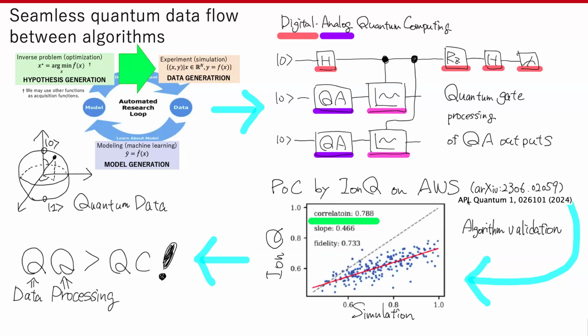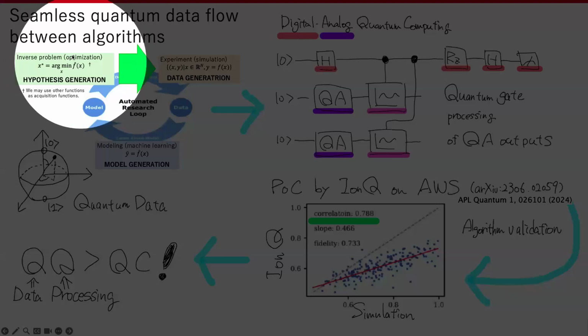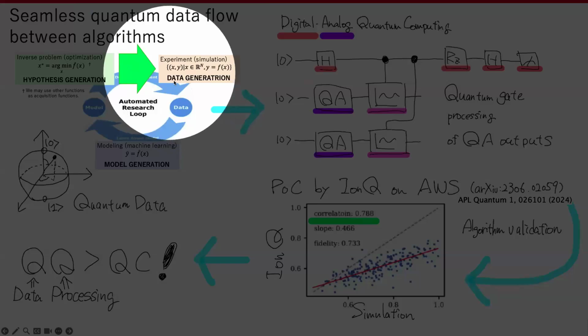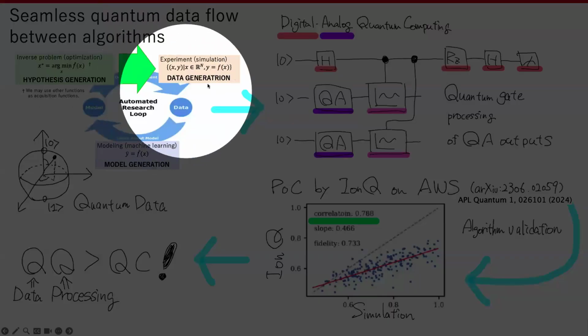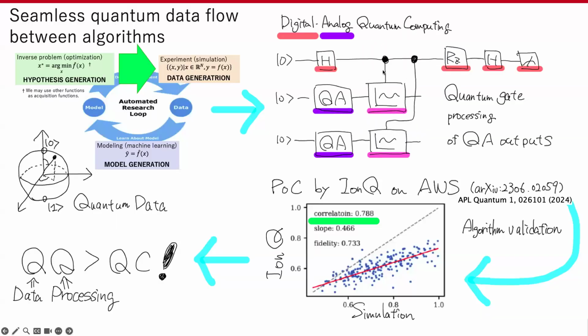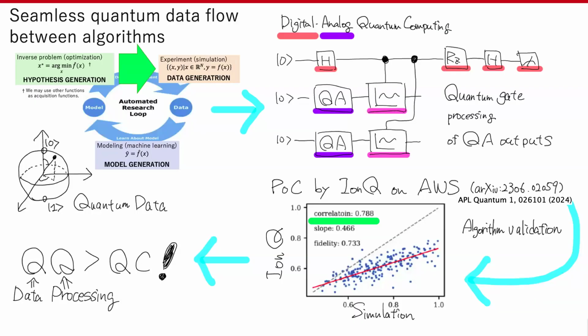Okay, so I talked about replacing one component of that optimization loop, but we want to go further. If we have to put two algorithms in two positions, for example, hypothesis generation, which is the optimization part, and the simulation part. This is not directly associated with this concept, but the former presentation on digital analog quantum computing, combining the quantum annealer followed by the quantum circuit, kind of aligns with this concept.